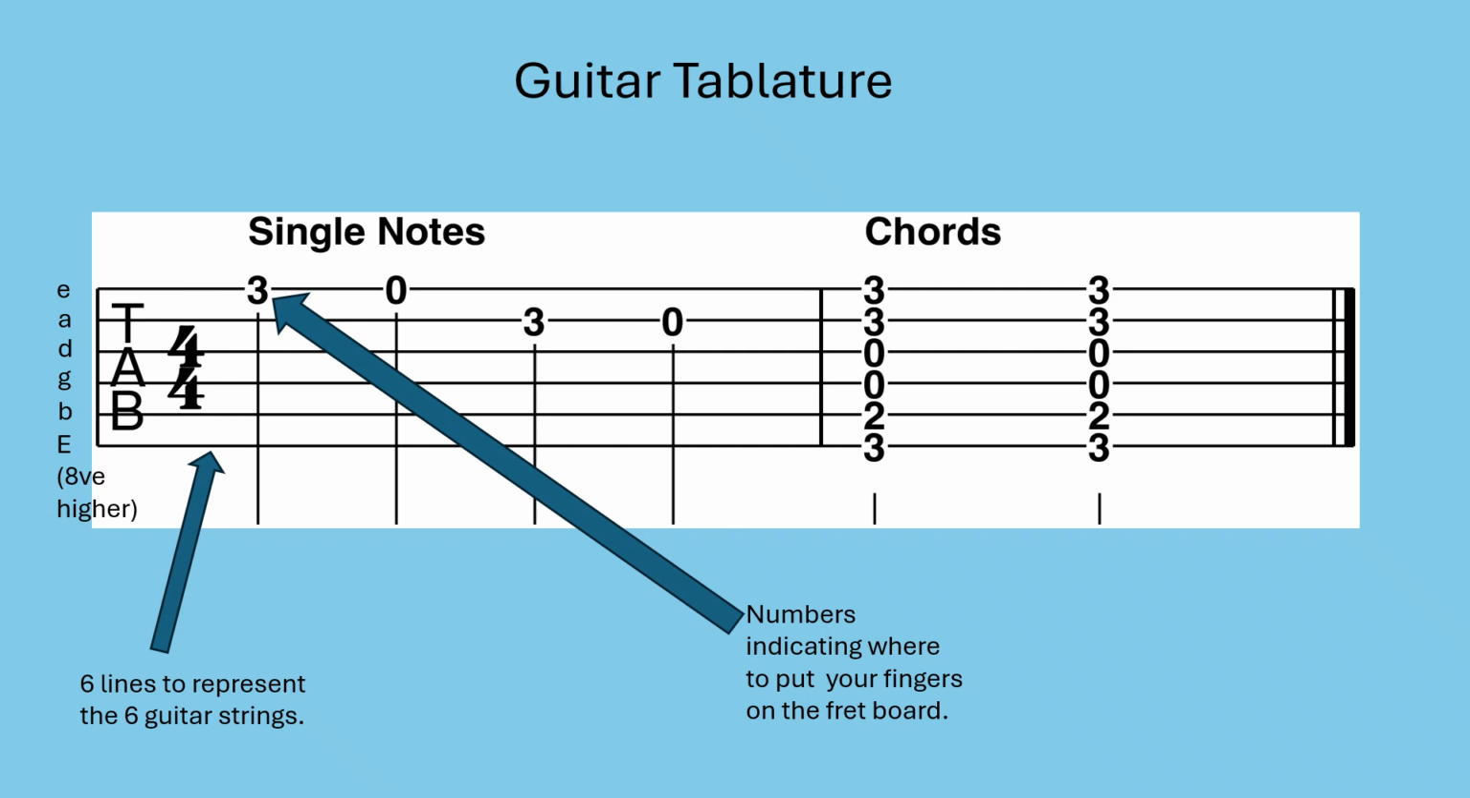First, let's start with guitar tablature. Guitar tabs have 6 horizontal lines representing the 6 strings on a guitar, which are E, A, D, G, B, and E an octave higher. Numbers are placed on the strings to show where to put your fingers on the fretboard. For example, the number 3 placed on the low E string would indicate to place your finger on the 3rd fret of that string.